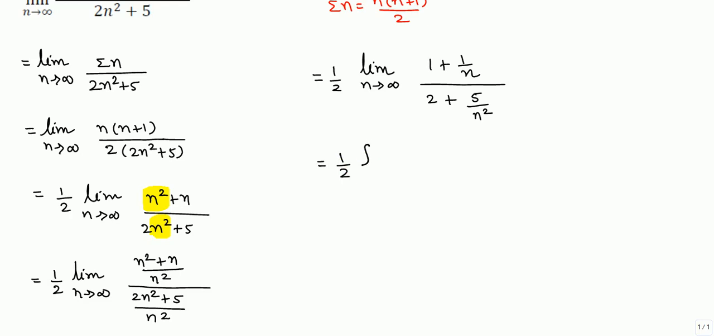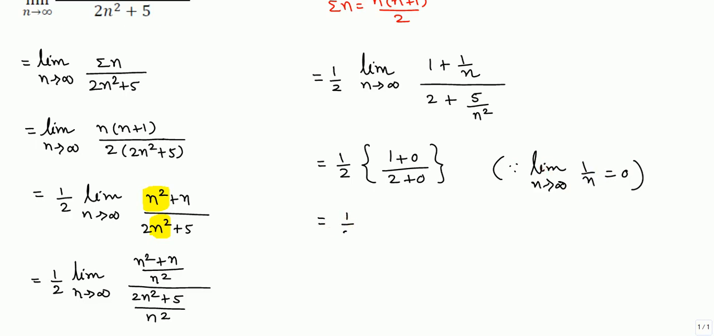Let's apply the limit, so what will happen? 1 plus 0 upon 2 plus 0. Why? Because limit n tends to infinity, 1 upon n is always 0. So what is our answer? 1 by 2 into bracket, 1 plus 0 is 1, 2 plus 0 is 2. 1 by 2 into 1 by 2 equals 1 by 4 is our answer.